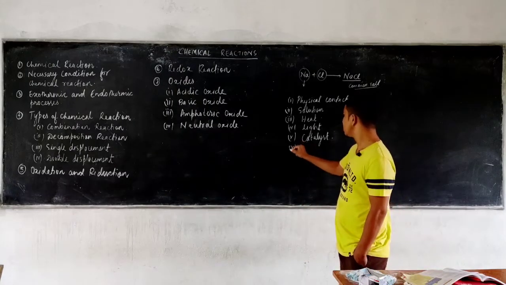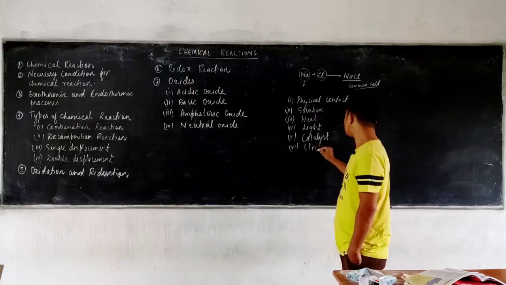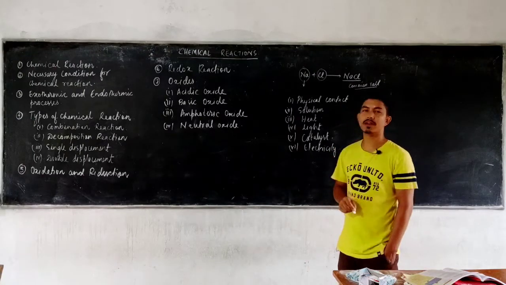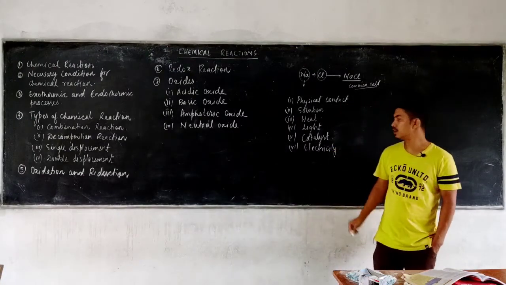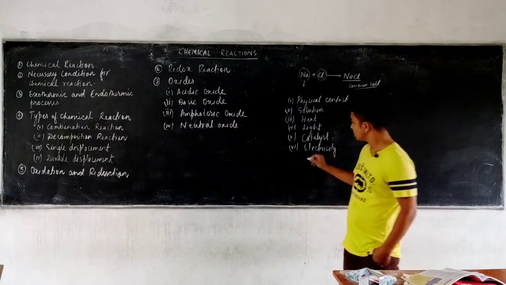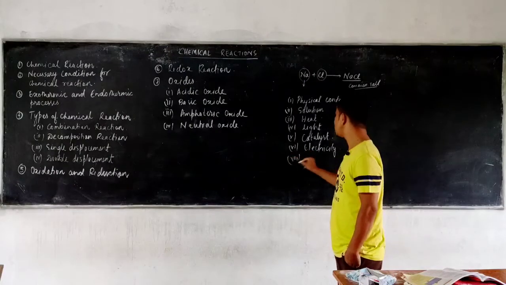Another is electricity, or we can simply call it current also. Some chemical reactions, like the process of electrolysis, occur only in the presence of electricity. Some occur in the presence of high pressure.